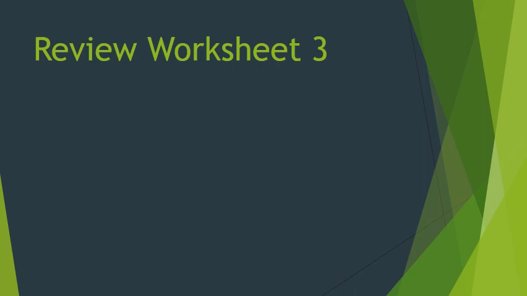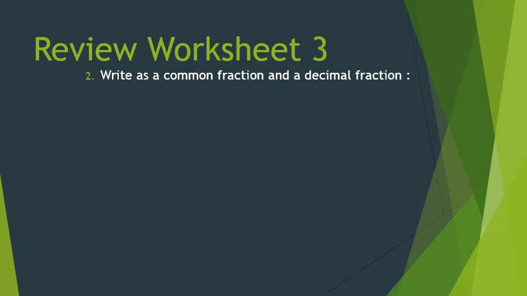Now children, let's move to the next question, which is question number 2 of the review worksheet 3. In this question, the instruction is write as a common fraction and a decimal fraction. Now children, first of all, we have to write it as a common fraction and then as a decimal fraction. So let us do the C part of this question. The C part is 1.39%. So you have to write 1.39% as common fraction as well as a decimal fraction. So first we will write it as a common fraction. And how? Let us see.